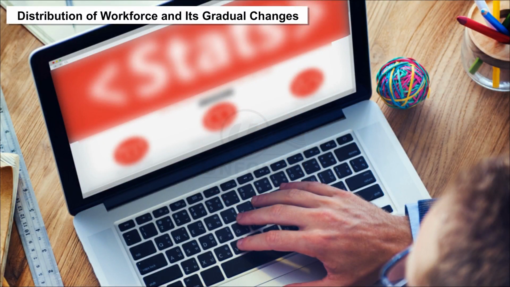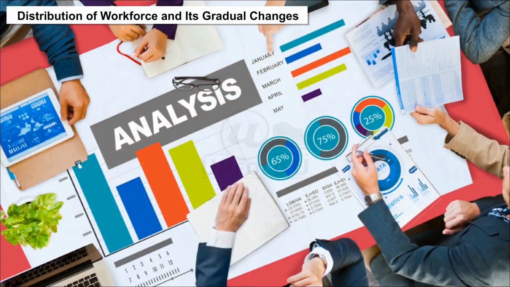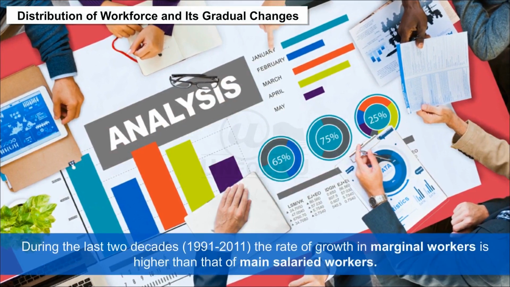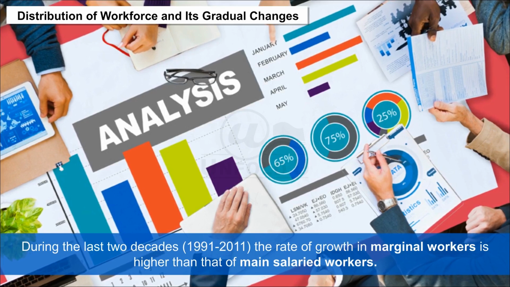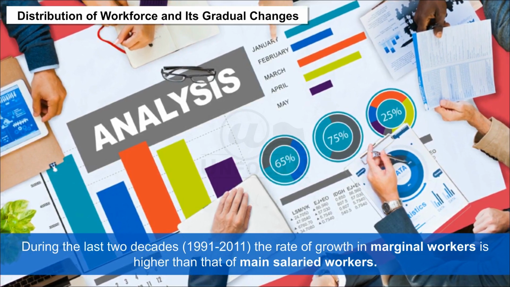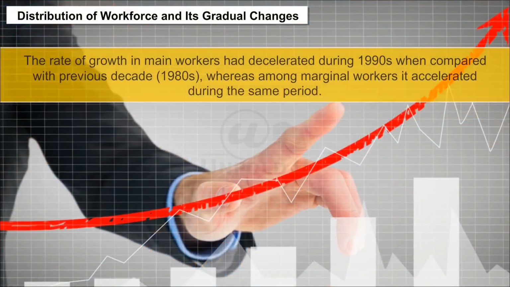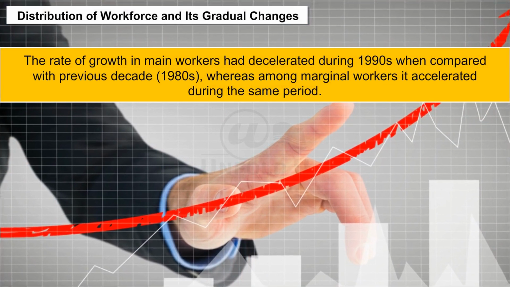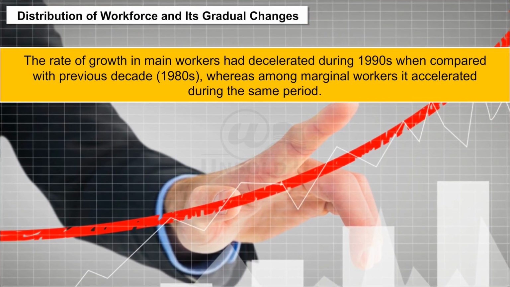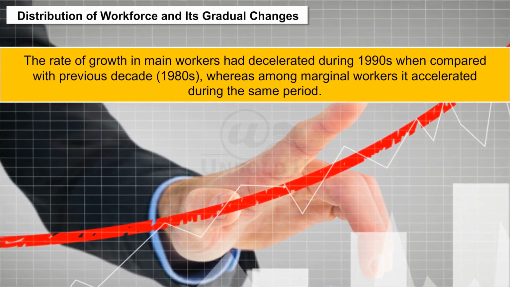Census classifies workers into two categories, that is, main and marginal workers. The analysis of census data shows that during the last 2 decades, that is 1991 to 2011, the rate of growth in marginal workers is higher than that of main salaried workers. The rate of growth in main workers decelerated during the 1990s compared with the previous decade, the 1980s, whereas among marginal workers it accelerated during the same period.